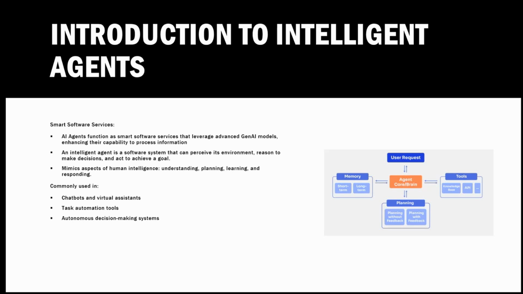So to get started, we have intelligent AI, which has become so popular in technology right now. An intelligent agent can be stated as a system that can perceive its environment, reason based on the input it receives, and then act to achieve the goal that we have.